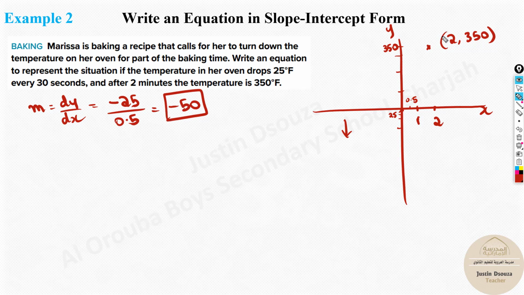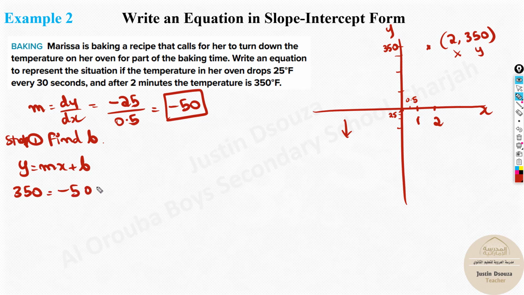Now you found m, we know x, we know y, just solve like what we did in the previous part. Step 1, what you do is you need to find the b value. Find y-intercept b. That is how you write the equation y equals mx plus b and substitute all the values. Y is 350 here, equals, what is m? Minus 50 multiplied by x value is given as 2 plus b.